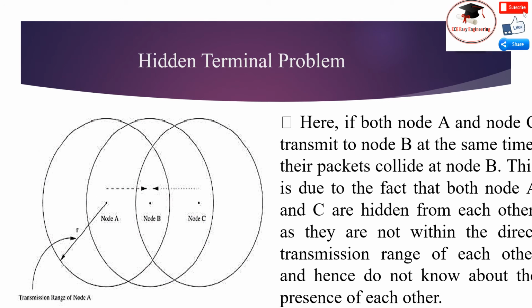Here, if both node A and C transmit to B at the same time, their packets collide at node B. This is due to the fact that both node A and C are hidden from each other as they are not within the direct transmission range of each other and hence do not know about the presence of each other. So this is the hidden terminal problem.